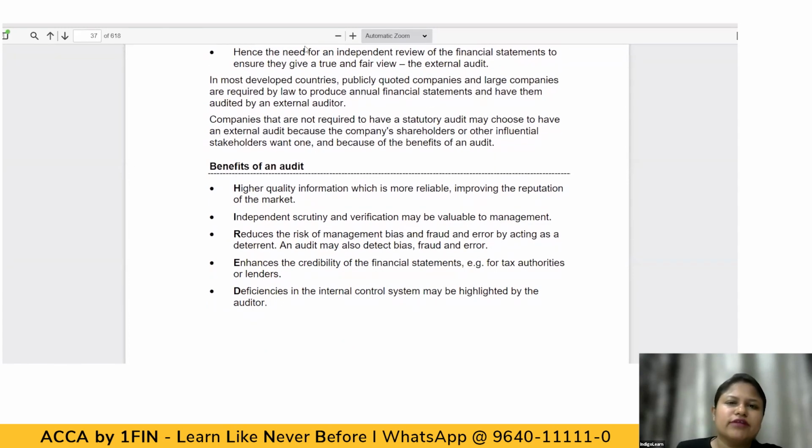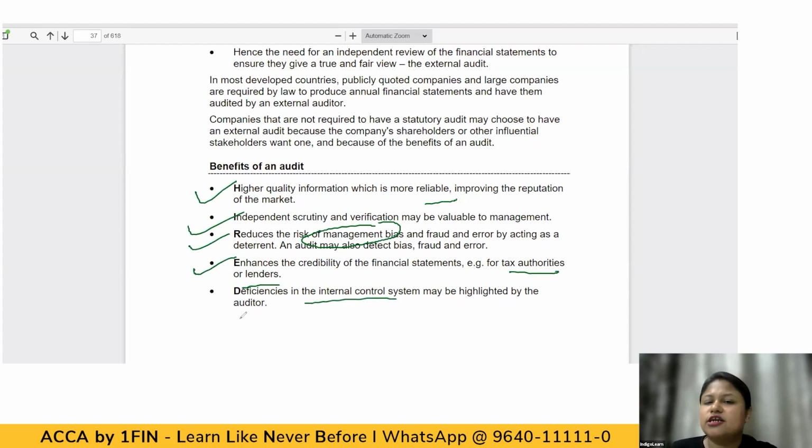What is the benefit of having an audit conducted? Okay, higher quality of information, which is more reliable. Obviously, whenever some external party is going to review, the credibility of the financial statements will be enhanced. Independent scrutiny, it is a completely independent third party who is doing the scrutiny. So there is not going to be some kind of bias involved. Reduces the risk of management bias. See, we cannot say it is going to eliminate, but yes, it is going to reduce. Enhances the credibility of the financial statements, so the tax authorities will trust the audited financial statements more, and the bankers also will trust audited financial statements only.